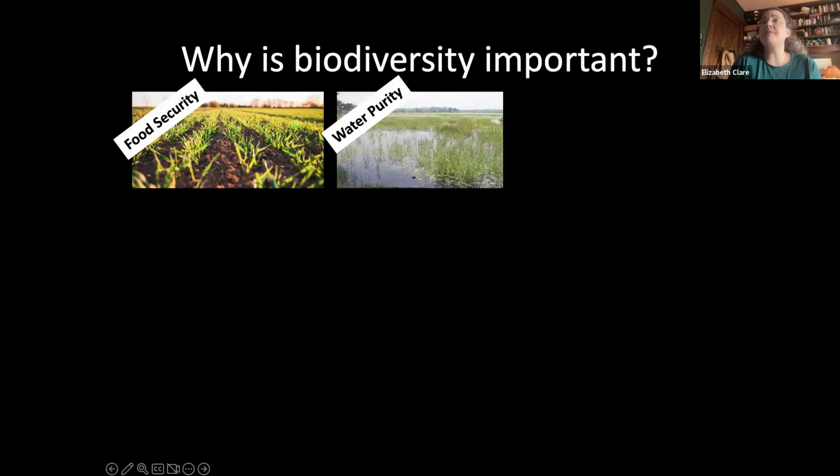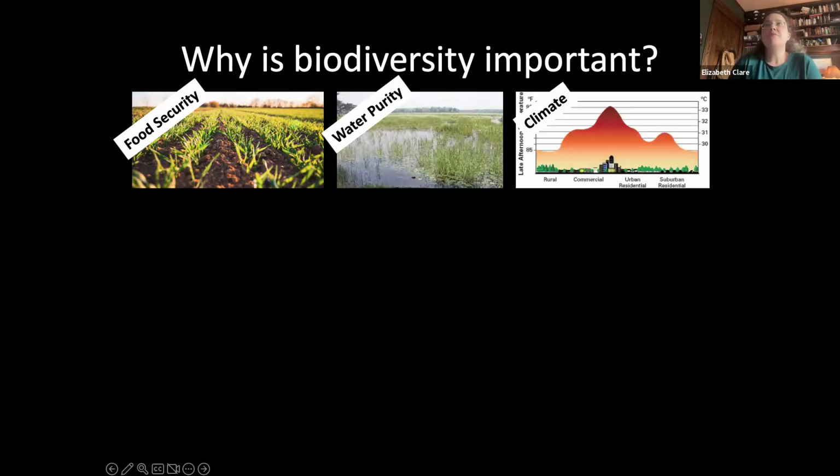More subtly, people don't think about water in the same context, but water purity is directly linked to biodiversity of things like marshes. And biological systems are still one of the best ways to actually purify water. Plants are very good at doing things like removing contaminants and pollutants from our water system. And so things like marshlands and the biodiversity of marshlands are still really, really important in providing the free service of water purification.